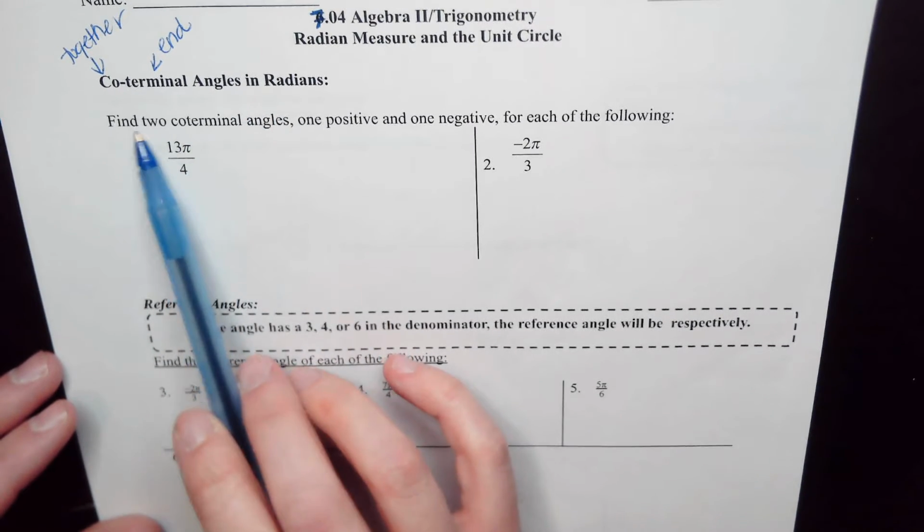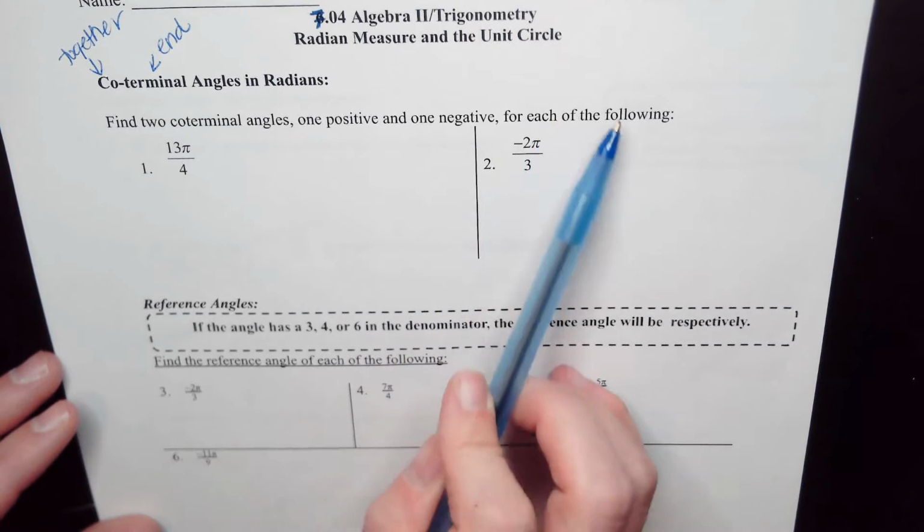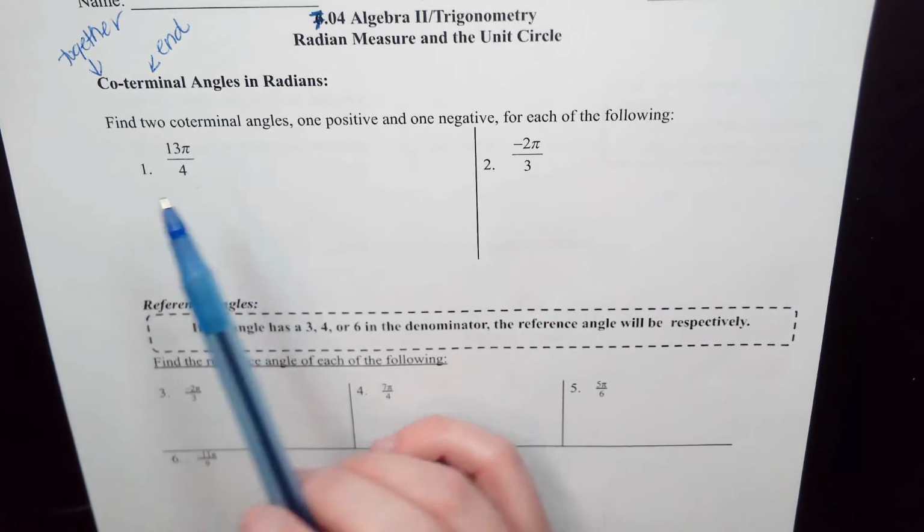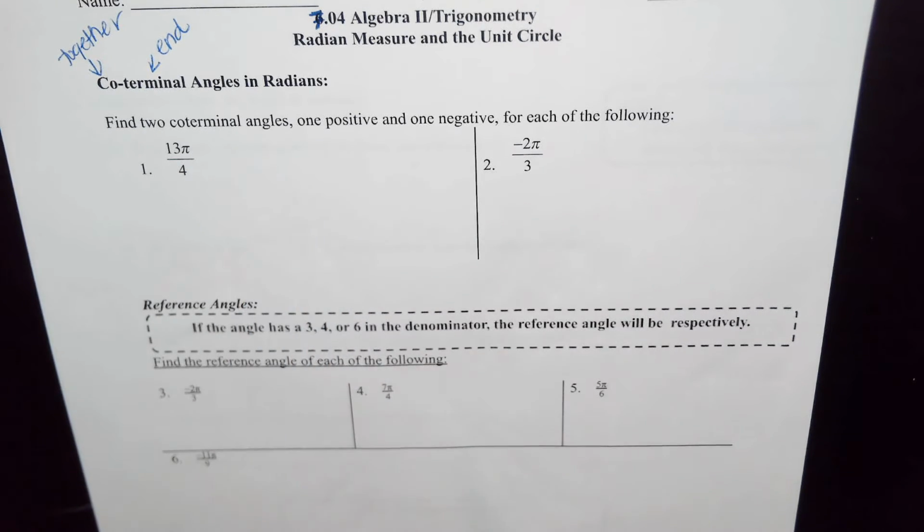All right, so find two coterminal angles, one positive, one negative for each of the following. Last time we did this, we did it in degrees. This time we're doing it in radians. It's like learning a new language. You think in English if your native language is English. And so when you learn a new language like Spanish, you're probably thinking about it in English and translating each thing in your head. But if your teacher in Spanish asks you a question in Spanish, you're expected to give a response in Spanish. Same thing here.